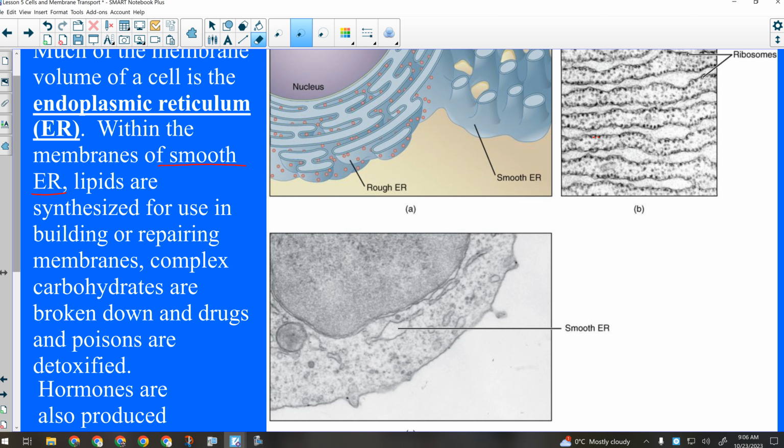Complex carbohydrates can be broken down in the smooth ER. Complex carbohydrates are things like starch. So if you had a big plate of poutine, all the starch in the fries is going to get broken down in there, and then sent to the mitochondria as simpler sugars. Your lysosome breaks down like proteins and fats. The other thing that gets broken down here is toxins. So we've got complex carbohydrates being broken down. Drugs and poisons are detoxified.